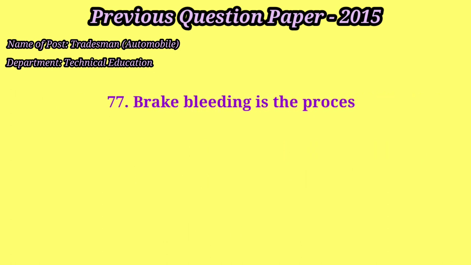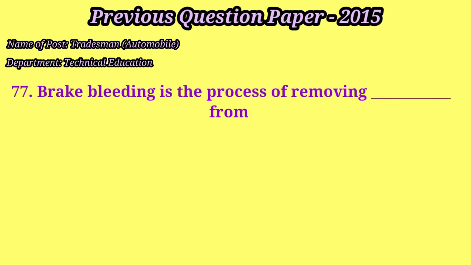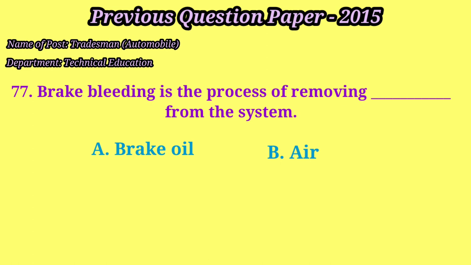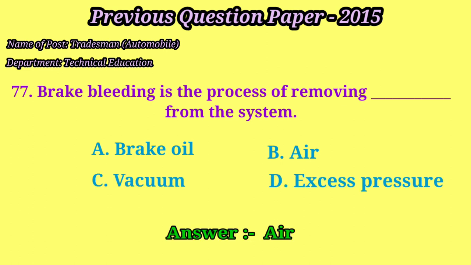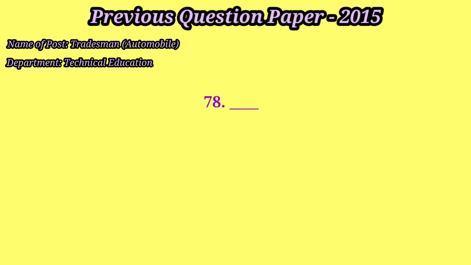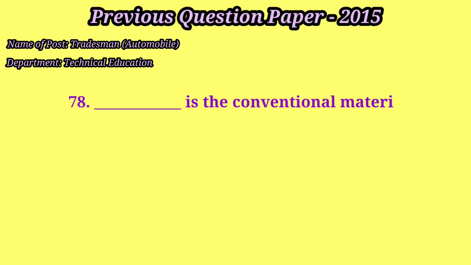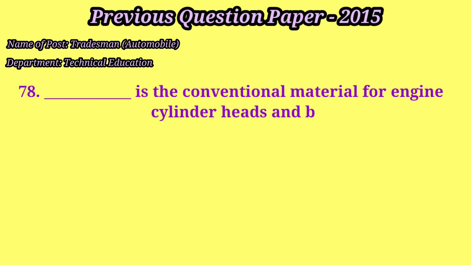77. Brake bleeding is the process of removing what from the system? A. Brake oil. B. Air. C. Vacuum. D. Excess pressure. Answer: Air.